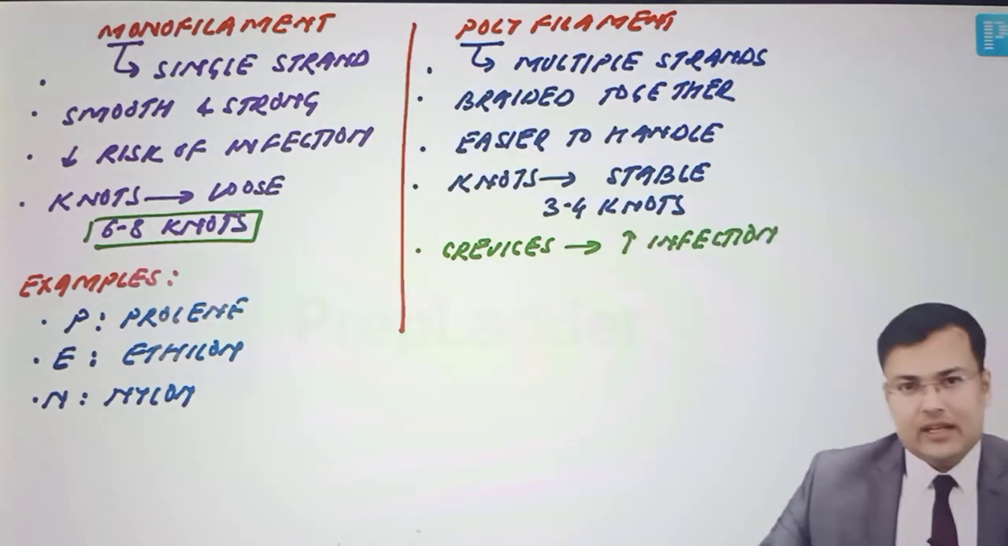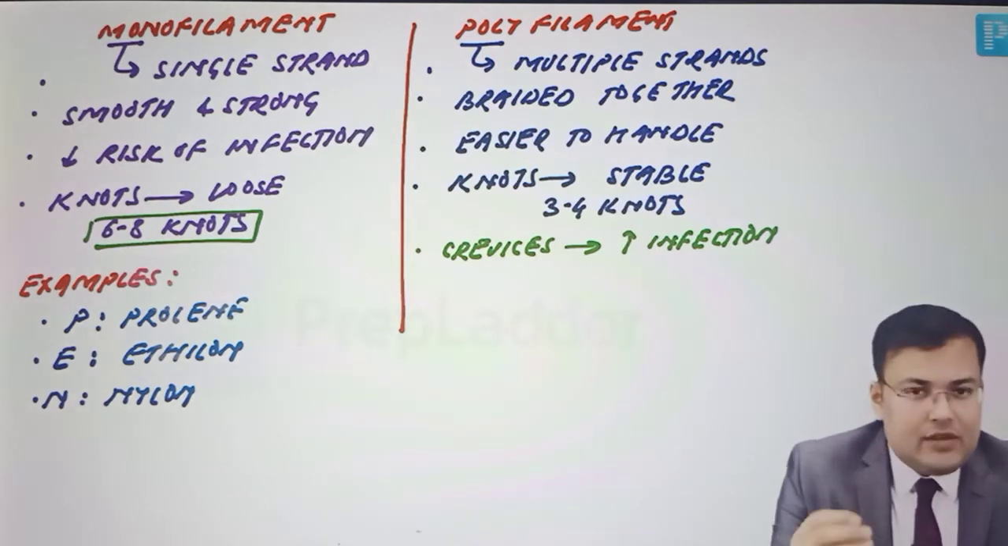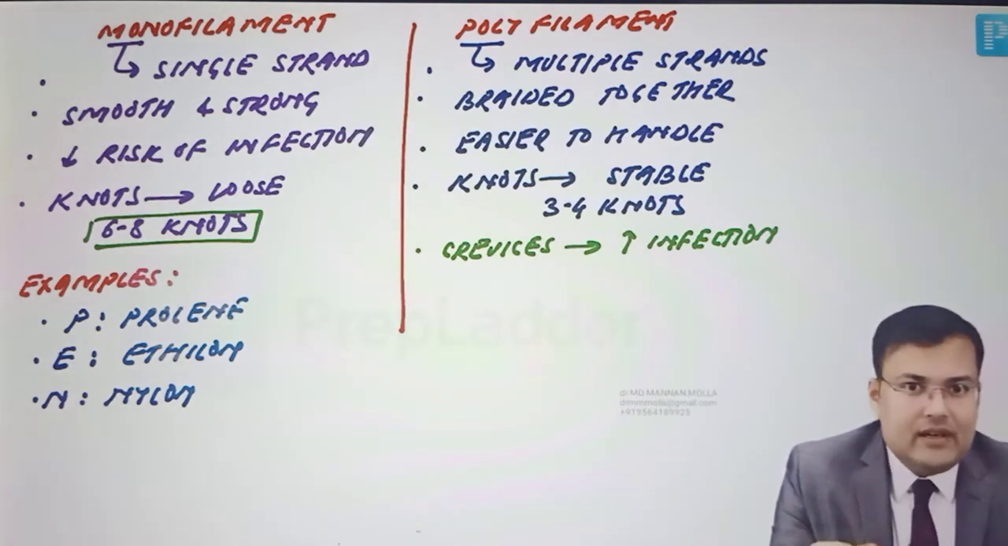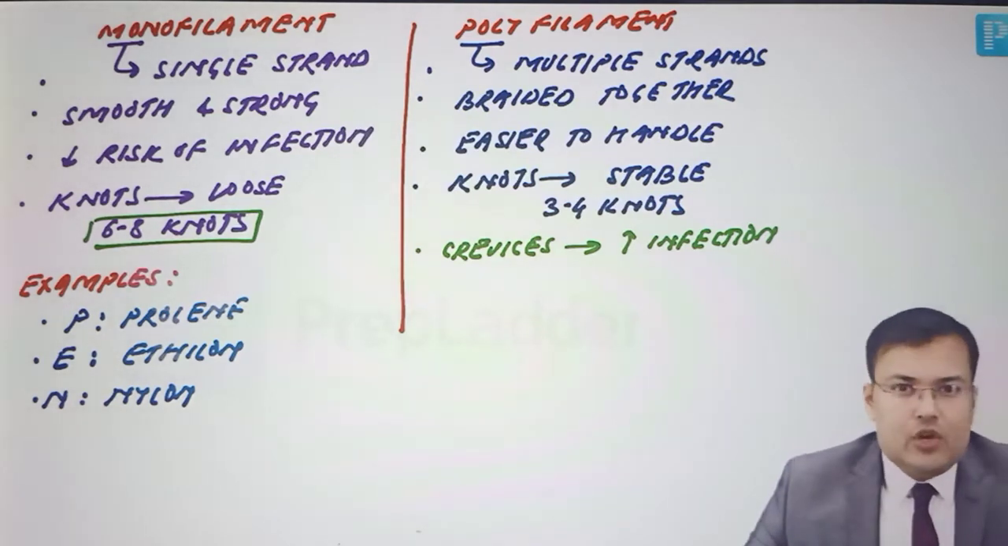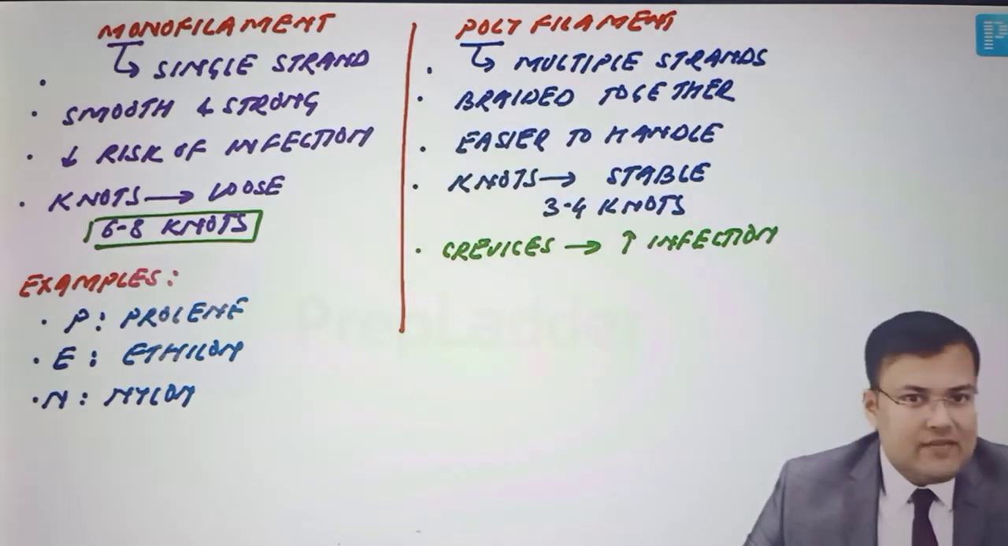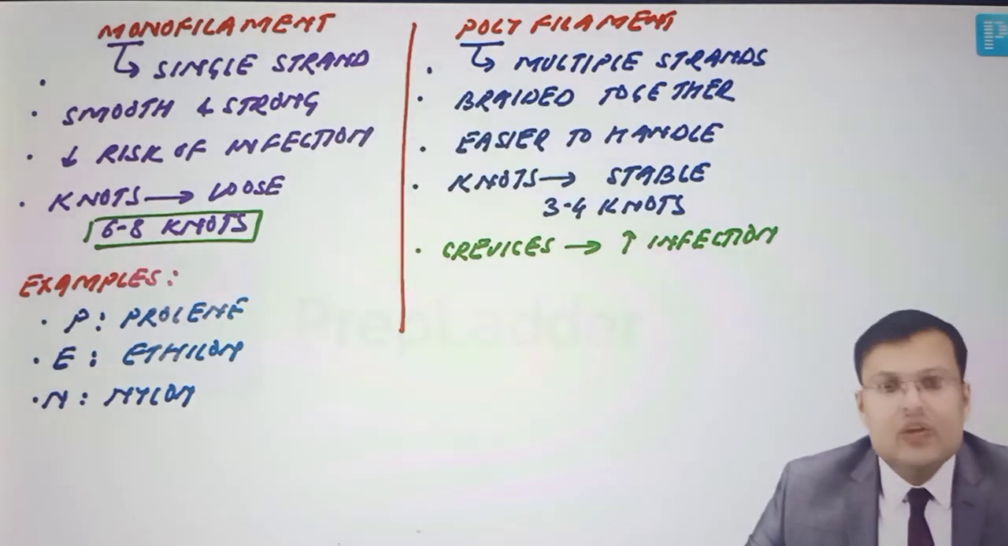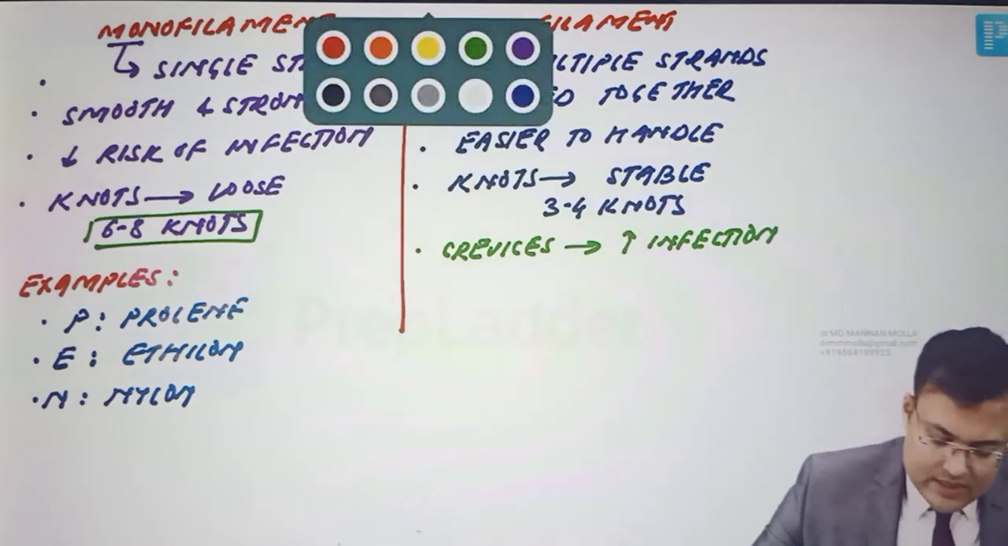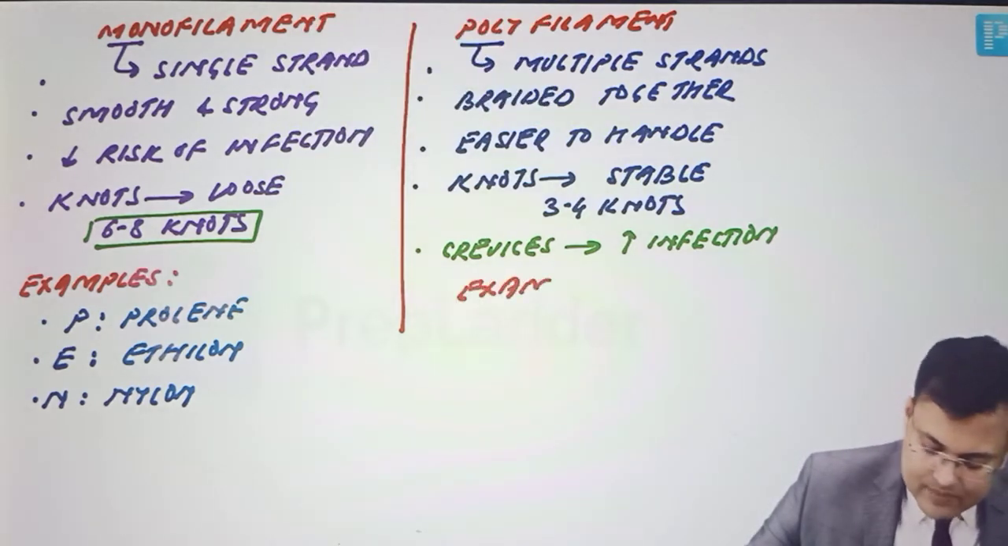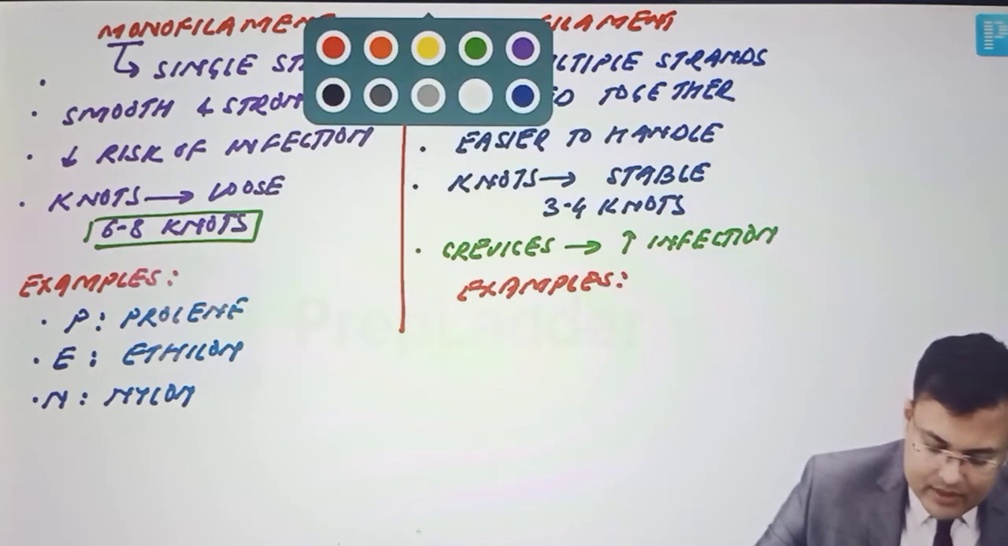Indirectly this question will be asked: if there is evidence of infection, or we suspect that the wound will be infected and we are supposed to put a suture, which one is preferred? To prevent surgical site infection, which suture should be preferred? It's the monofilament suture, right? What are the examples of polyfilament sutures? How to remember? The mnemonic is SLIM.